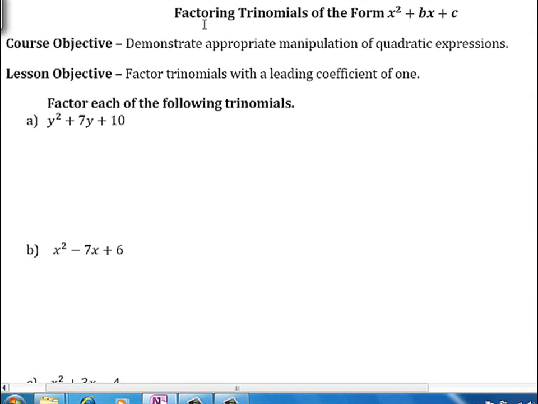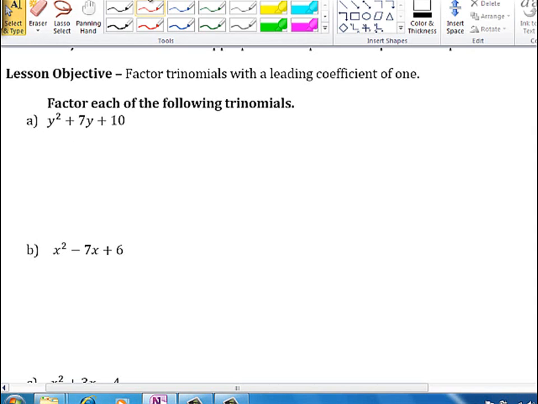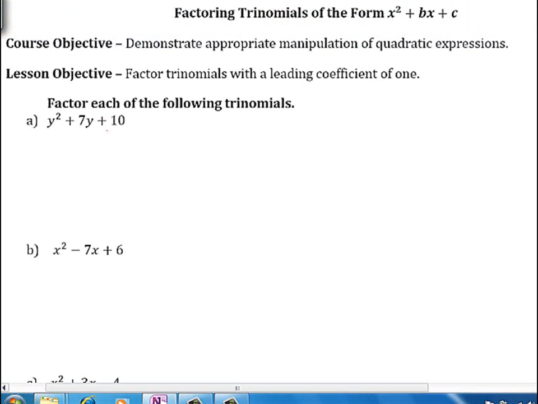This lecture is on factoring trinomials, and here we have the form x squared plus bx plus c. So this is the easier of the two cases, because we don't have a number in front of our x squared. In our first example, we have y squared plus 7y plus 10. And so what we want to do is factor this 10 so that when we add the factors together, we get the middle number 7.